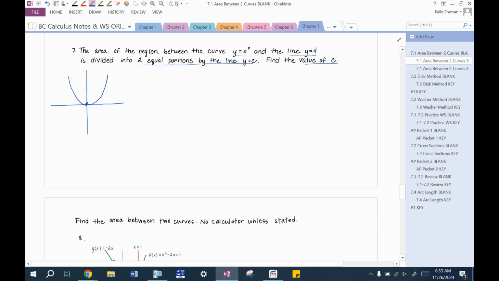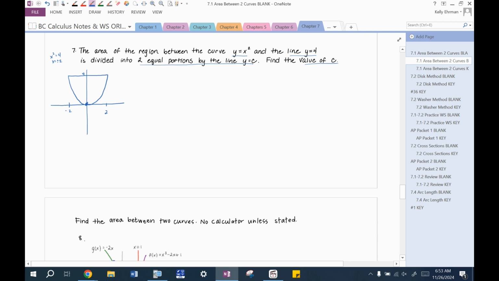And the line y equals 4 is easy to sketch. So this is the line y equals 4. I know the intersection points. When is x squared equal to 4? X squared is equal to 4 at plus or minus 2. So this is negative 2, and this is 2.